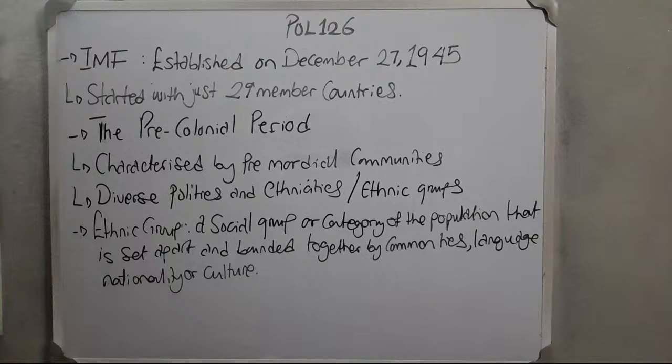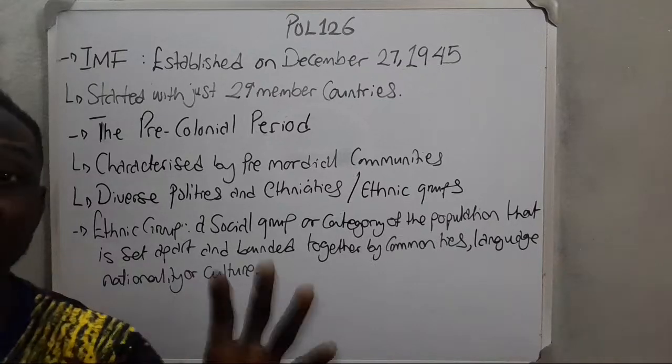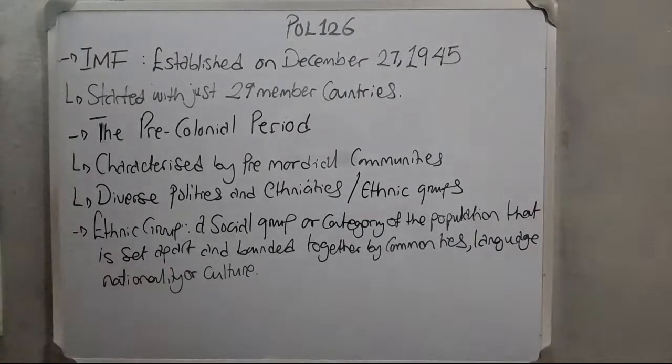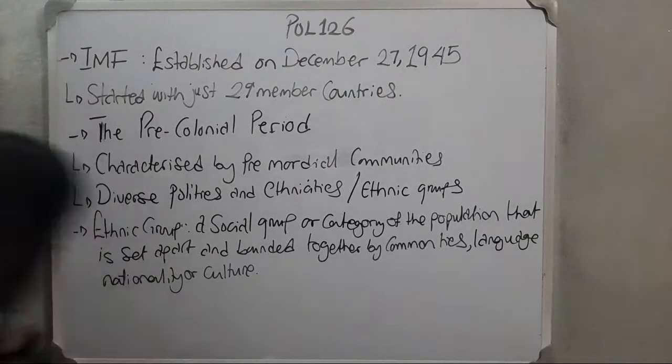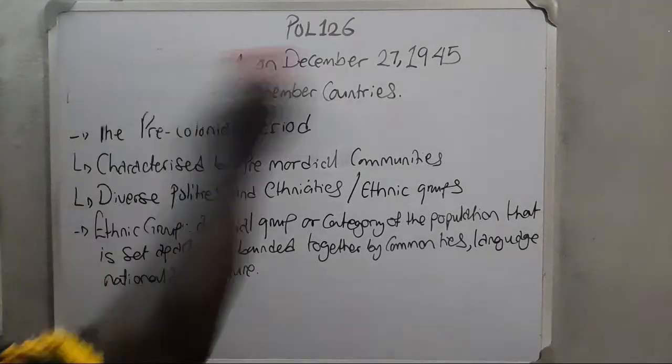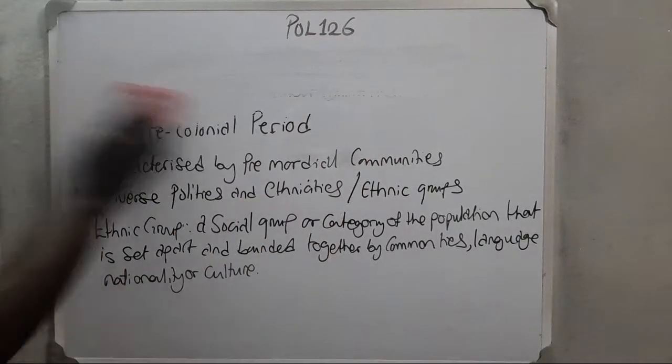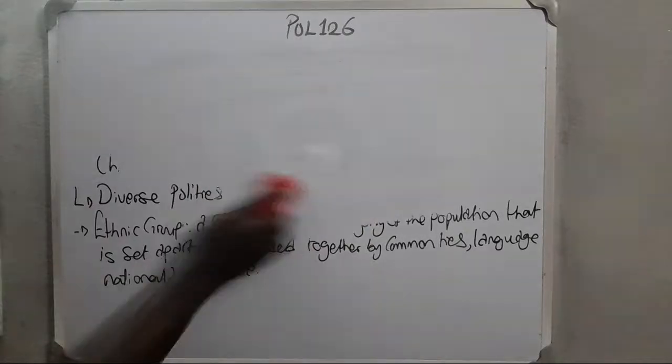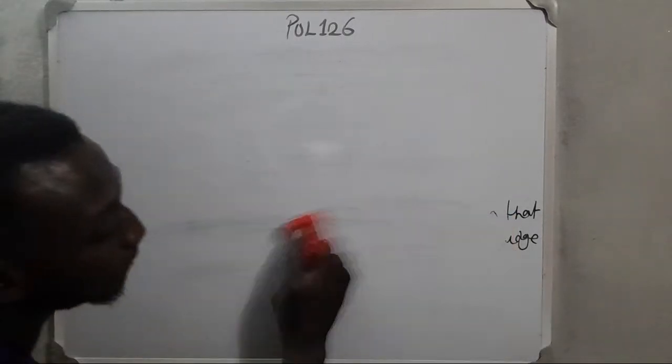So basically there are three types of social political grouping in Nigeria. So let me erase the board so we can take that. The three types of social political grouping in Nigeria.